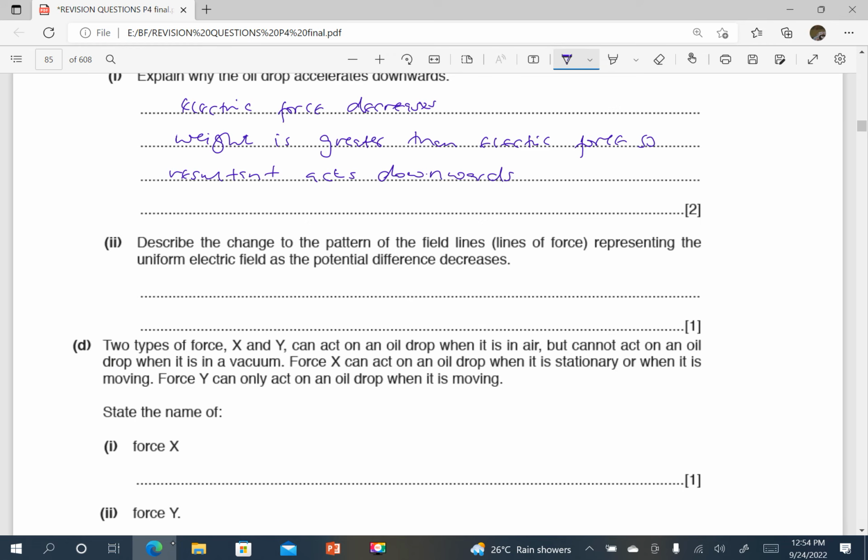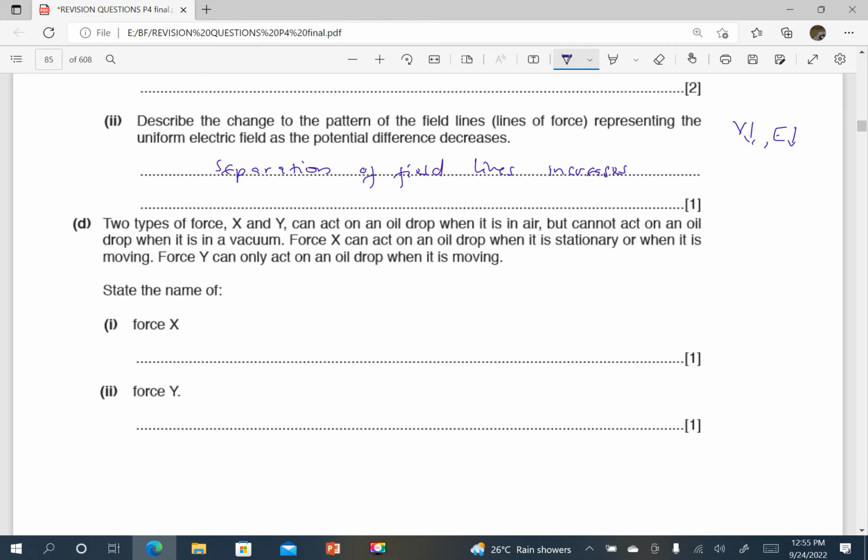Describe the change to the pattern of the field lines or lines of force representing a uniform field as the potential difference decreases. When V decreases, E decreases. That means the field lines move further apart. So the separation of field lines increases.